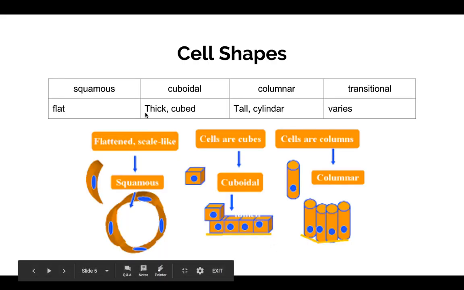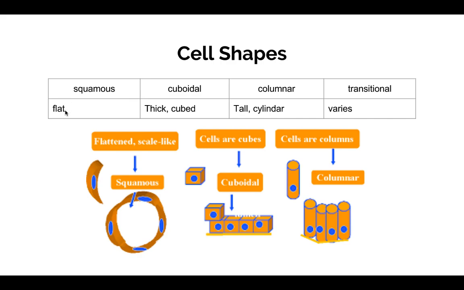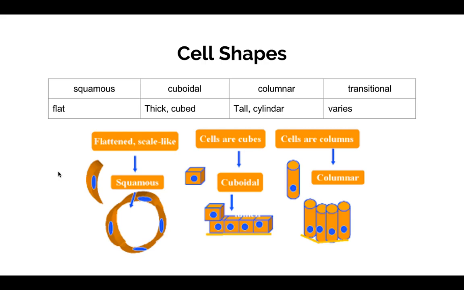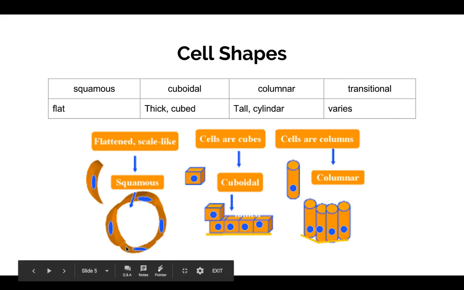All right, now for the cell shapes. There are 4 shapes that we're going to talk about right here. A squamous shape is a flattened cell. Okay, so these would be like what you have on the inside of your mouth, your cheek cells. They're kind of scale-like, and they do slough off relatively easy. Okay, so that's a squamous cell.